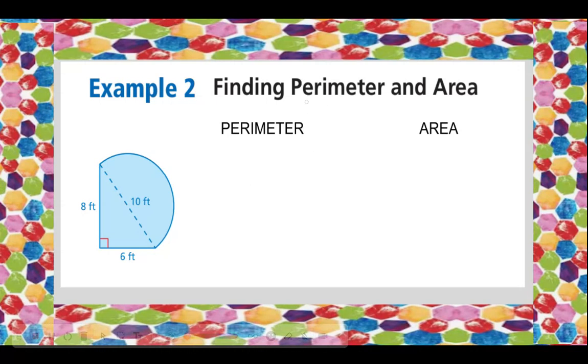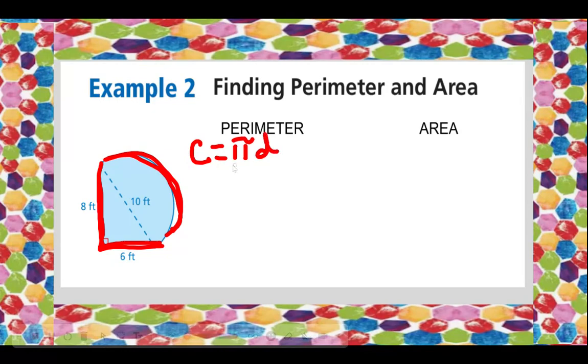Okay, here we're going to find the perimeter and area. So the perimeter is all around the figure. So I see I have a semicircle that I need to figure out. I know 8, I know 6, but I need to know the semicircle. So remember, when we're finding perimeter of a circle, it's like finding the circumference. So circumference equals pi times diameter. We're going to divide it by 2 because it's a half a circle. I'm trying to find the distance in this half a circle.